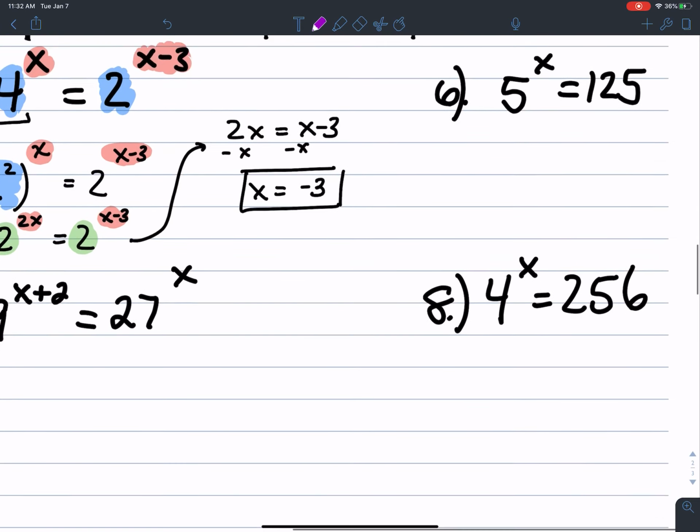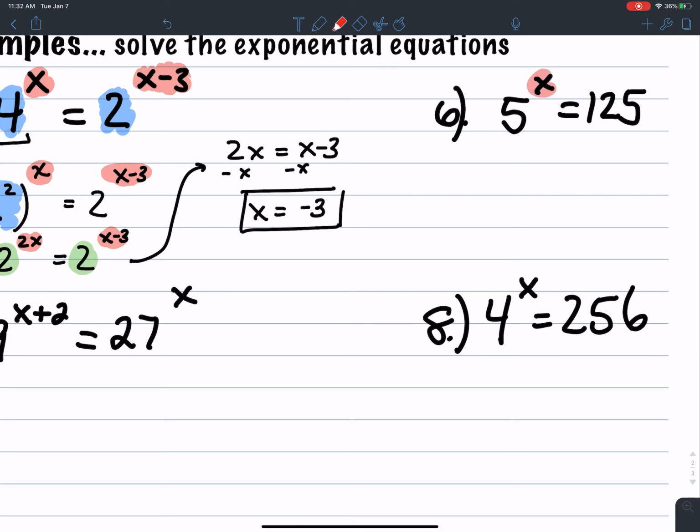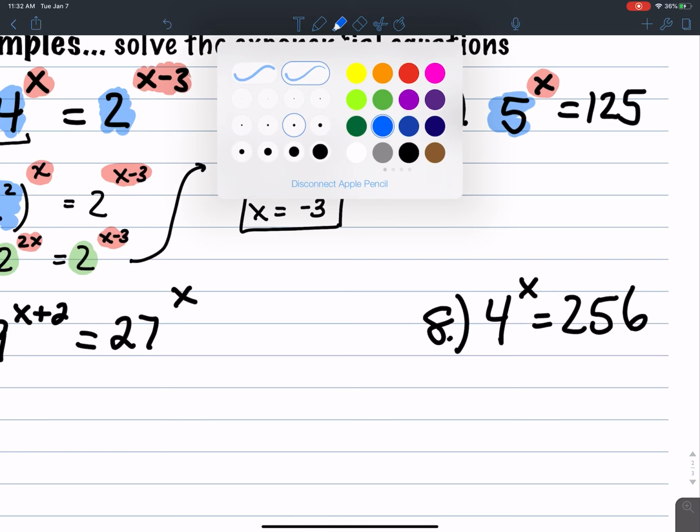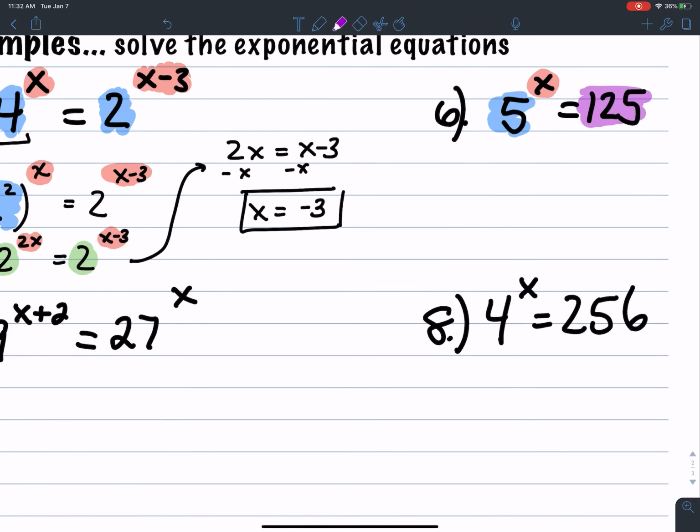So let's go through a few more of them. So like here, I notice the variable's an exponent, but this base of 5 is not the same as this base of 125. So I need to rewrite one of them. What I see here is I could rewrite 125 as 5 to the 3rd power. And then I would just rewrite 5 to the x. So now if their bases are the same, if this base is the same as that base, I can set their exponents equal to each other. And that's already solved.